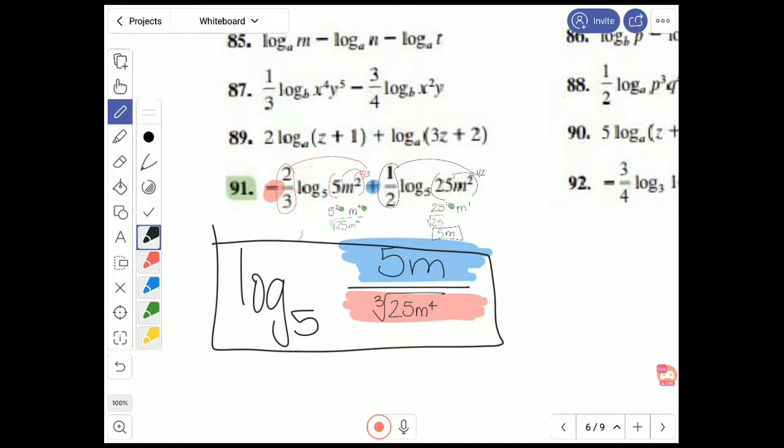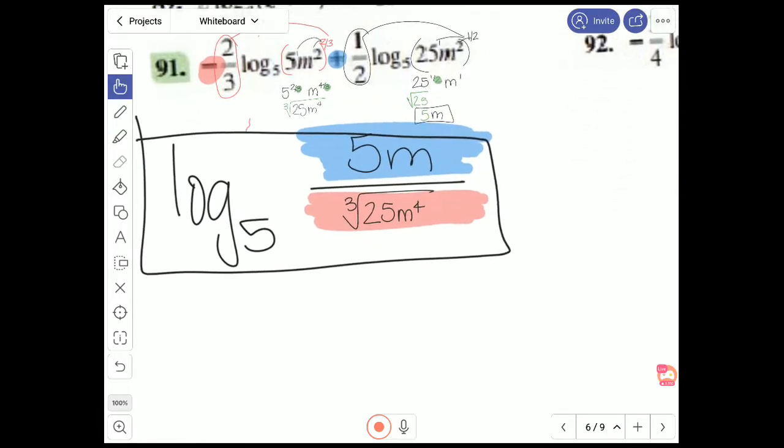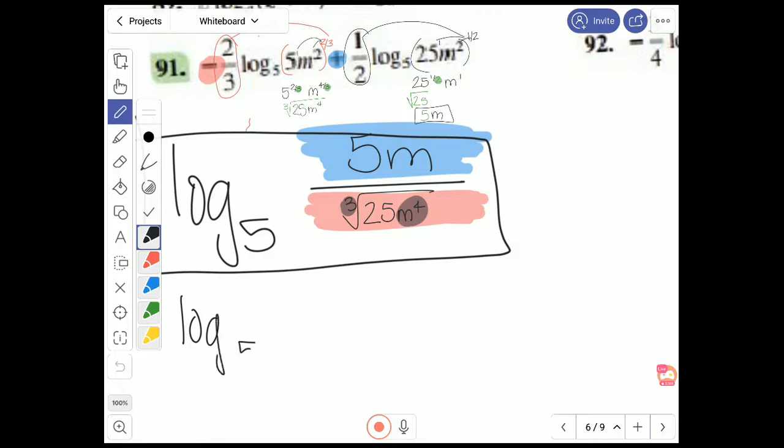If this is a question on your math lab, they'd probably want you to do a little bit more with it, because you could even go a step further and remember that this here, m to the 4th, means I have 4 m's on the inside, and I'm looking for groups of 3. So then there would be one group of 3. So I could say this is the log base 5 of 5m divided by m times the cube root of 25m.